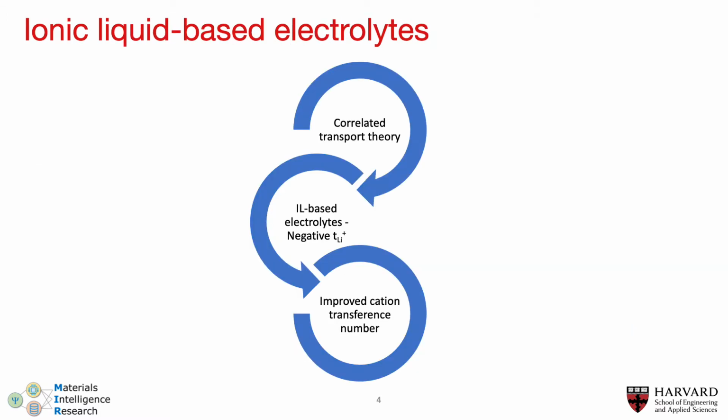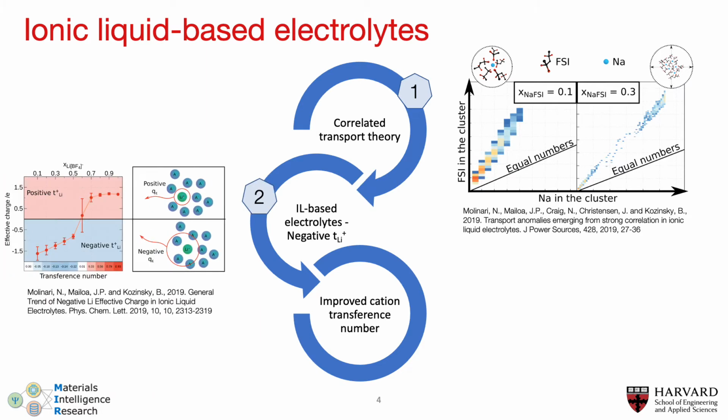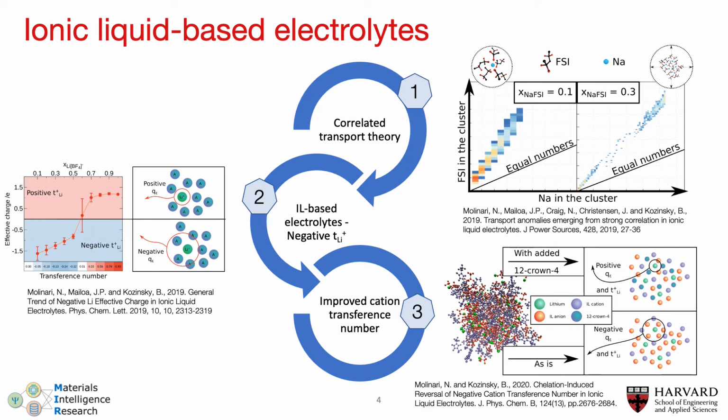Our work on understanding transport properties in ionic liquid-based electrolytes can be divided into three works. The first one is the use of correlated transport theory, where we show the necessity of using a fully correlated transport theory to uncover the correct transport mechanism in the systems. The second one, we show that a negative transference number is actually a more general occurrence as opposed to what was initially thought. And the third work is to leverage the understanding of point 1 and point 2 to try to develop next generation ionic liquid-based battery electrolytes. For the sake of time, in this presentation, I'm going to limit myself to point 2 and point 3 in this slide.